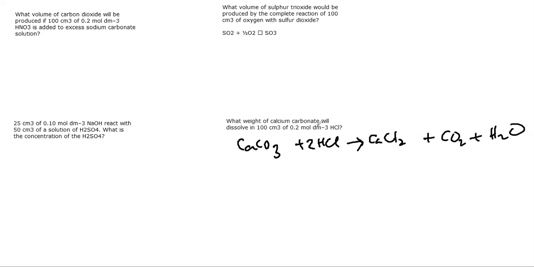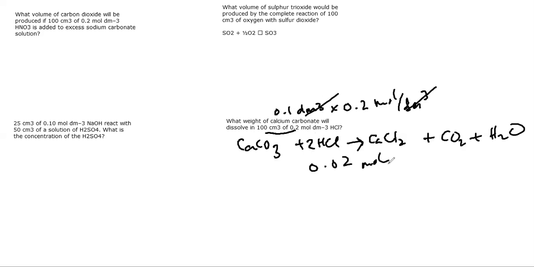The information is 100 cm cube of HCl. Whenever you're dealing with stoichiometry, you need to convert everything to mole. So you have 0.1 dm cube times 0.2 mole per dm cube. You cancel this, then you'll have 0.02 mole of HCl.